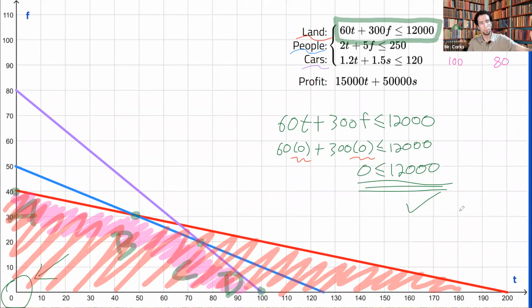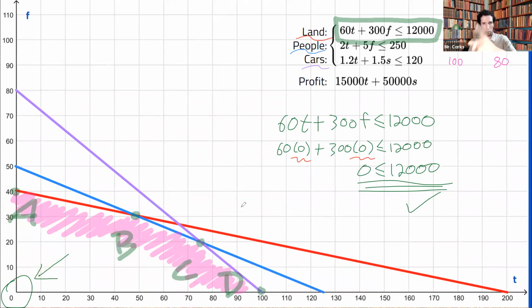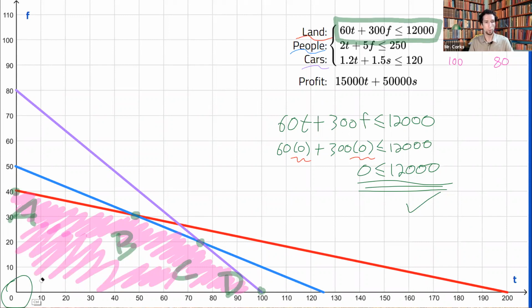So the blue one and the purple one. And then we look at the area that matches all three of them at the same time. So based on our inequalities less than or equal, we must be below the red line and below the blue line and below the purple line all at the same time. This pink area here is the only area that satisfies all three of the inequalities together, not just one of them at a time. So that's the feasible region. You're just reading the signs on your inequalities and shading the appropriate side.